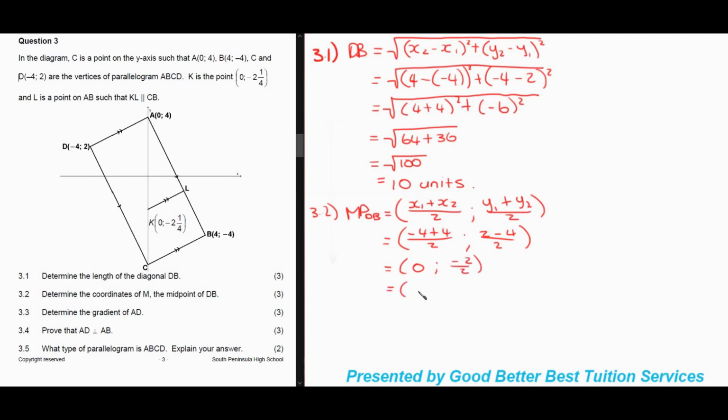And so now our midpoint of DB is 0 and negative 1. And that is finding the midpoint of the line DB. So now just quickly before we move on, you can see I've just kept all of our notes here at the top of the things we found. We found that DB is equal to 10 units, and we found that the midpoint of DB is 0 and negative 1. So now we'll move on to question 3.3.